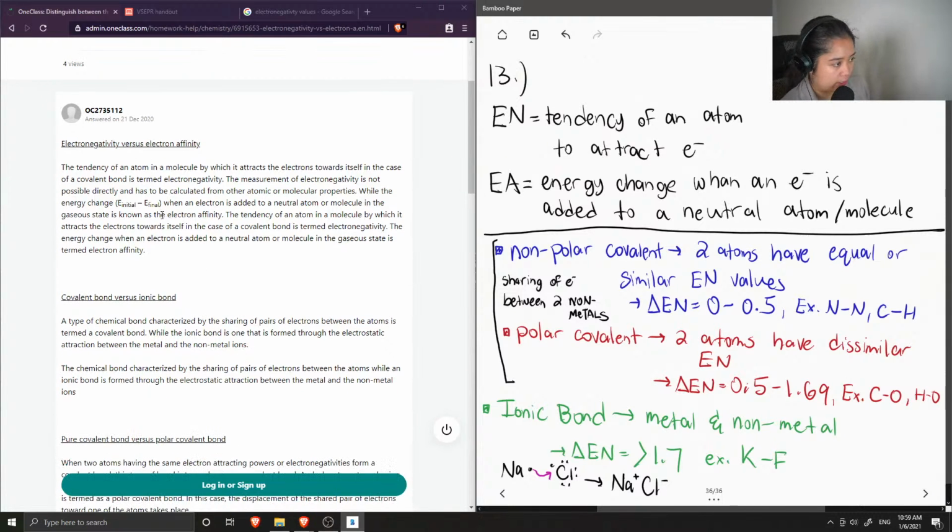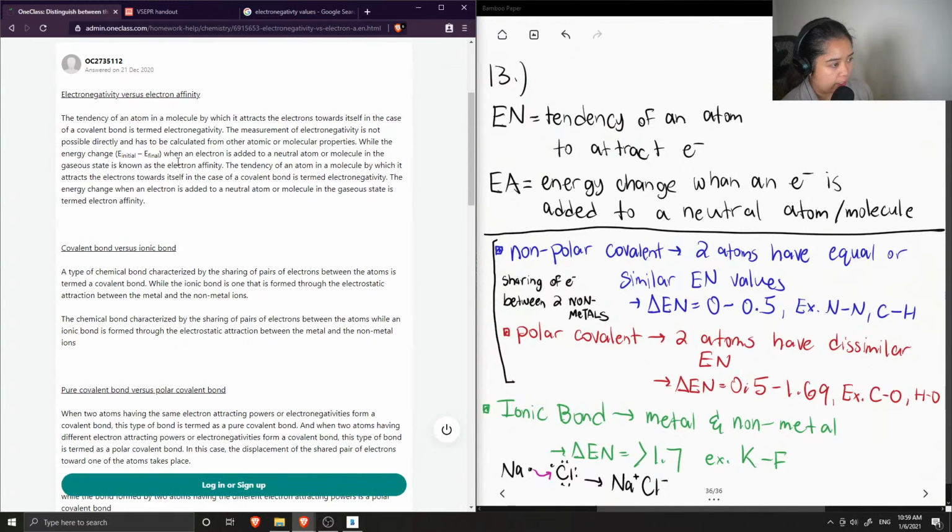So the junior tutor said that the tendency of an atom or a molecule by which it attracts electrons towards itself in the case of a covalent bond is termed electronegativity. The measurement of electronegativity is not possible directly and has to be calculated from other atomic and molecular properties, while the energy change when an electron is added to a neutral atom or molecule in its gaseous state is known as the electron affinity.